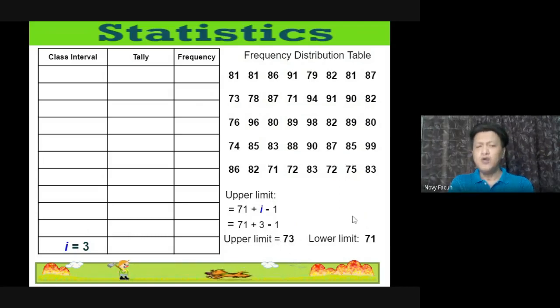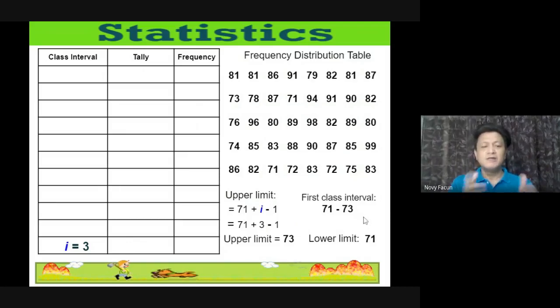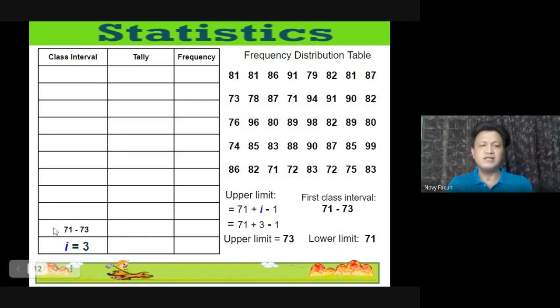And then, ano ngayon yung aking magiging first class interval dito? Okay, kunin mo lang yung lower limit tsaka yung upper limit mo, that is 71 to 73. Ibig sabihin yan, 71, 72, 73, yun yung ating first class interval. Ibig sabihin yan, merong tatlong numbers doon. Yun yung width, class width. Kaya sulat natin dito.